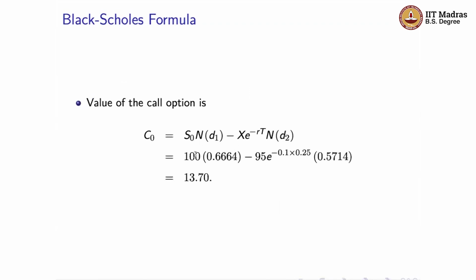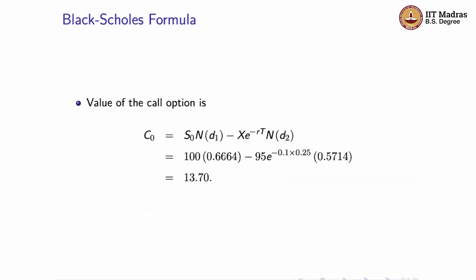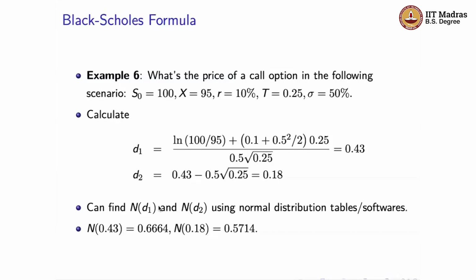And so therefore S0 was 100, N of D1, we have just calculated this to be 0.6664, right? X was 95, R was 0.1, T was 0.25, and N of D2 again we calculated to be 0.5714. So we can just plug this in and get 13.70, right? So this is a pretty straightforward formula. The process, you have to just follow it systematically, and you have to make sure that you are inputting these numbers correctly in the correct form.